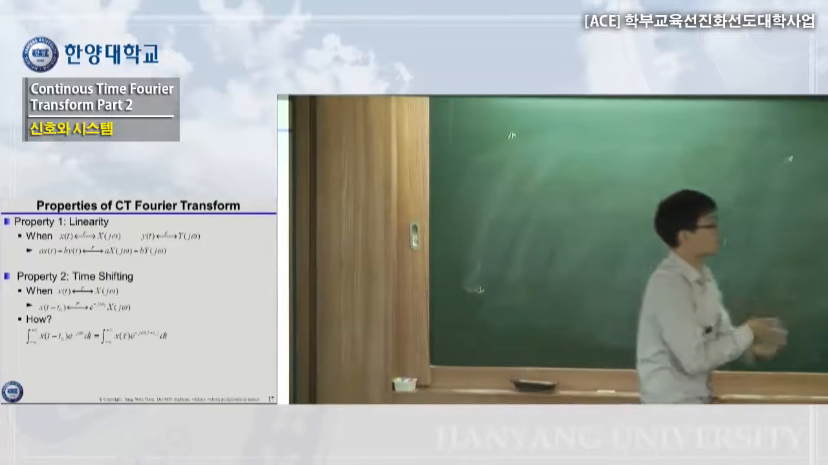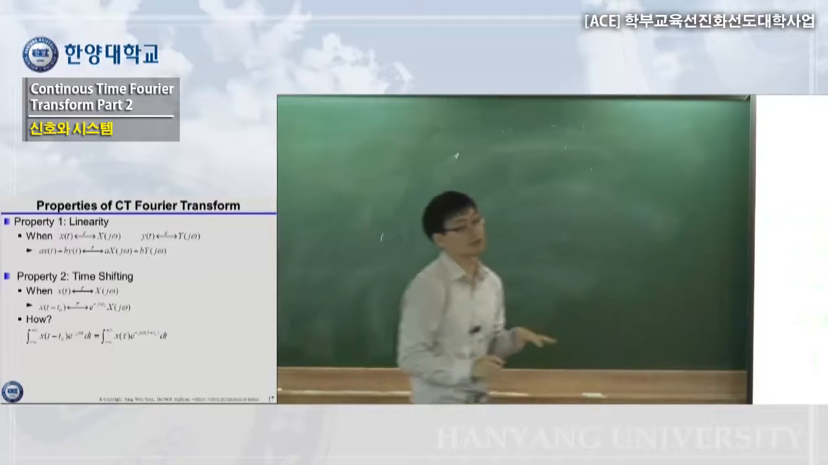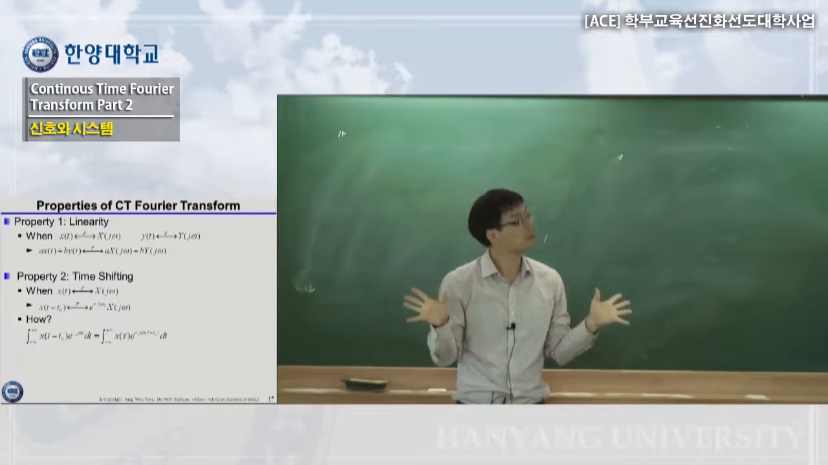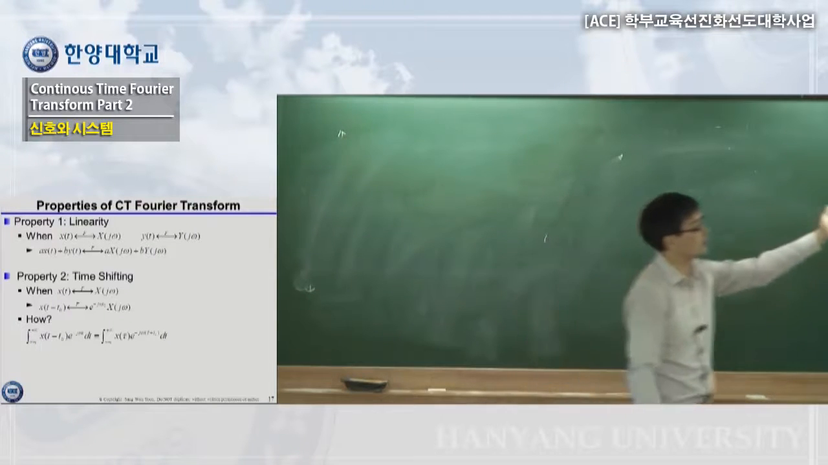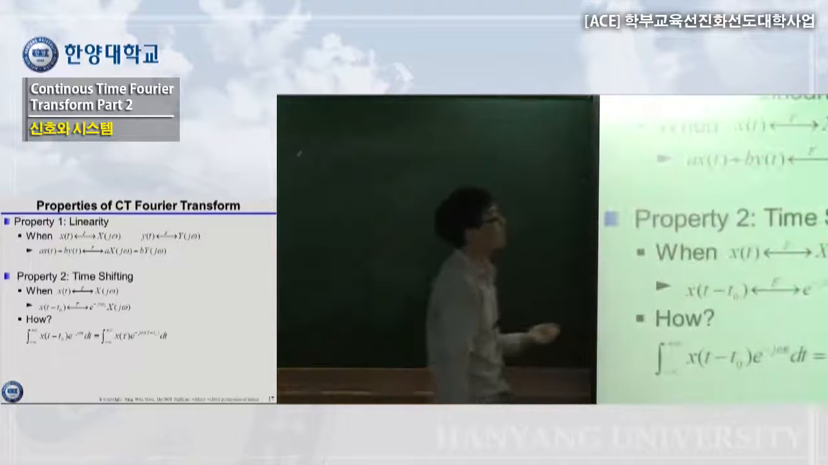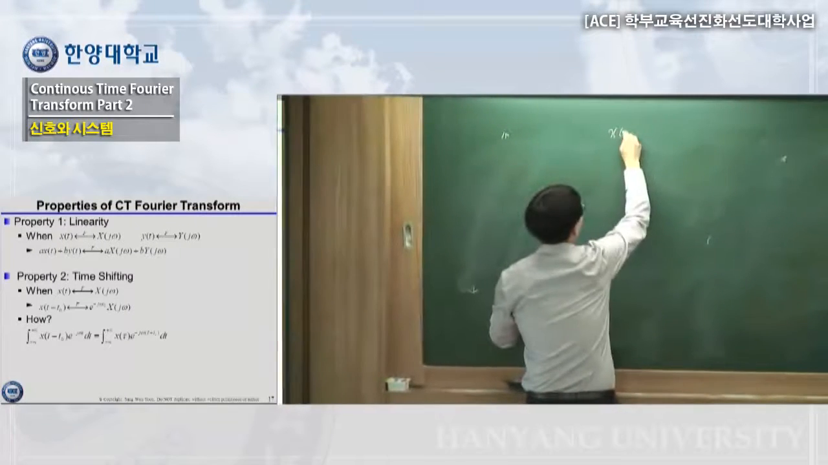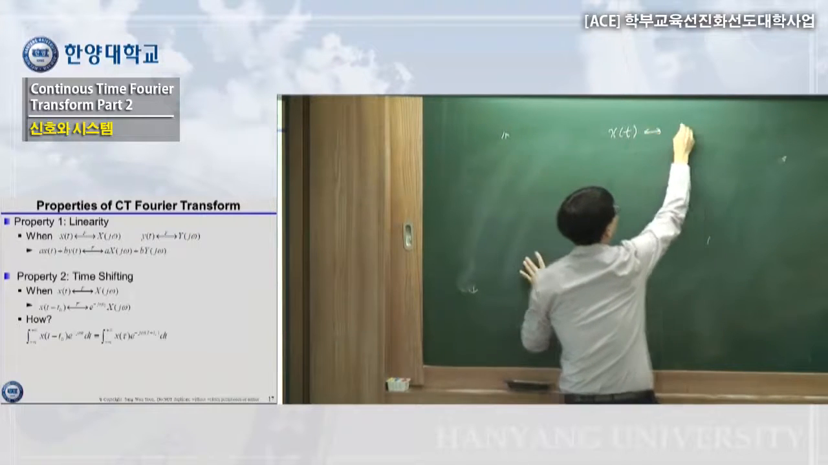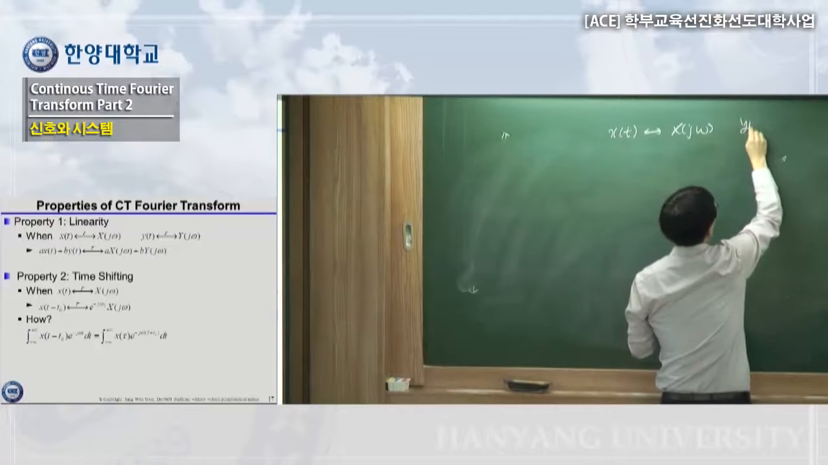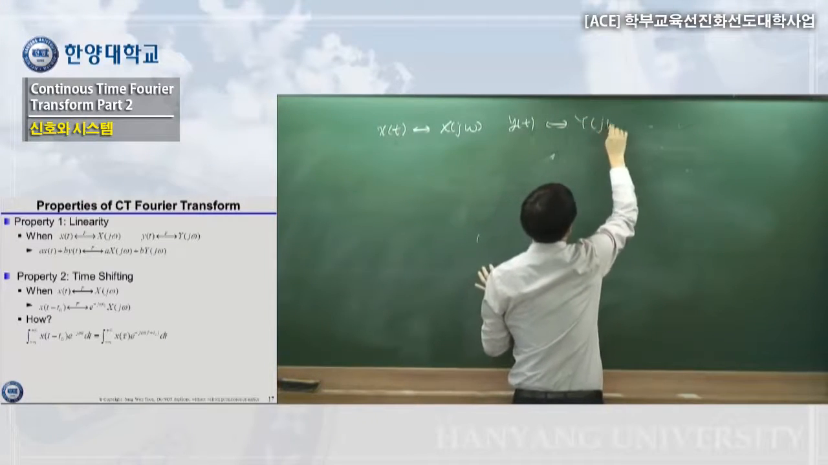And property-wise, linearity. Linearity is valid for Fourier series and Fourier transform, both of them. So we have a x(t), b y(t). If you put them, x(t) changes to X(j omega), corresponding, y(t) corresponding to Y(j omega).